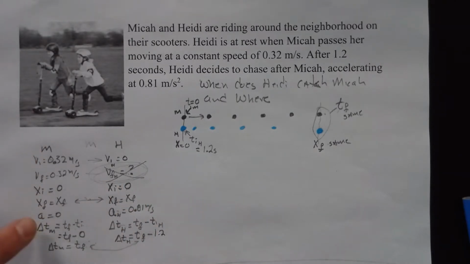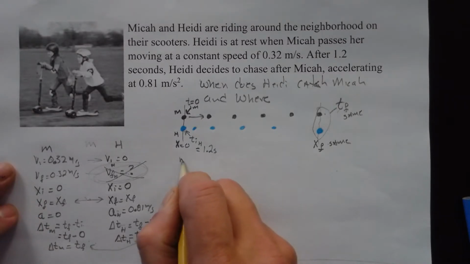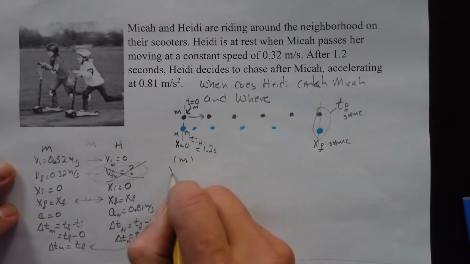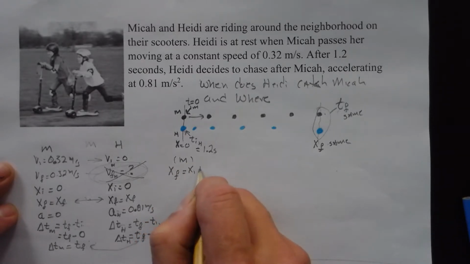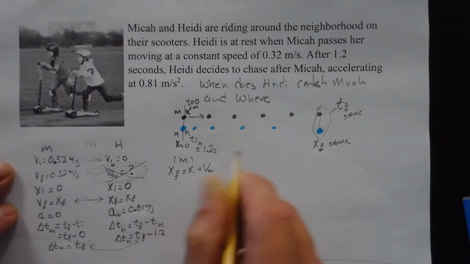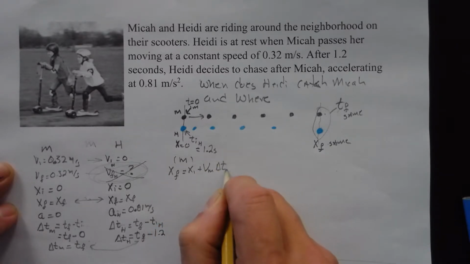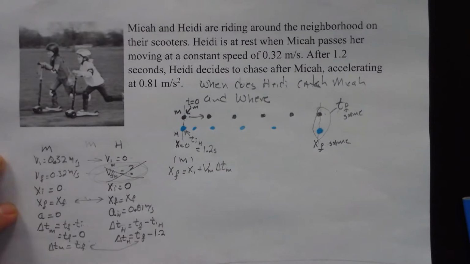Micah, since she has 0 acceleration, only has one equation she could use. The final position is the initial position plus the velocity of Micah times the change in time for Micah. That's the only equation there is when there's no acceleration. It could be written different ways, but only those numbers.